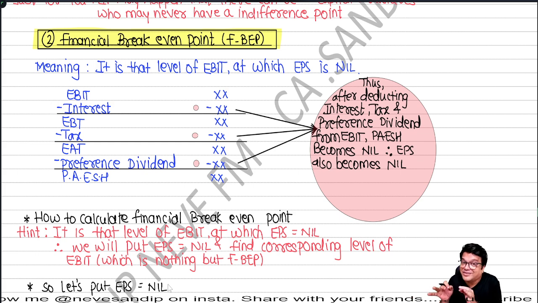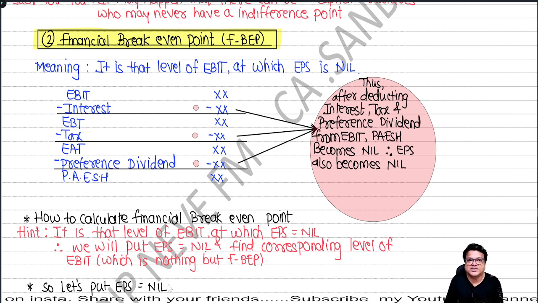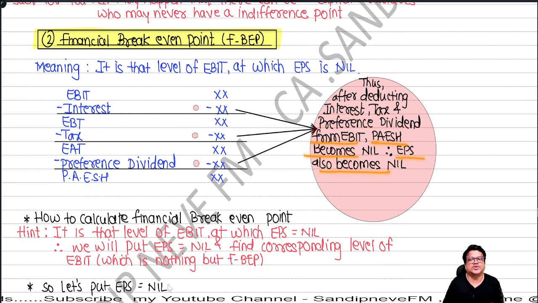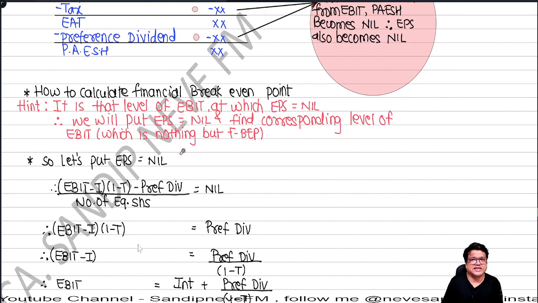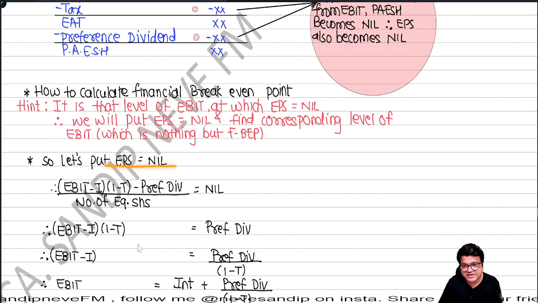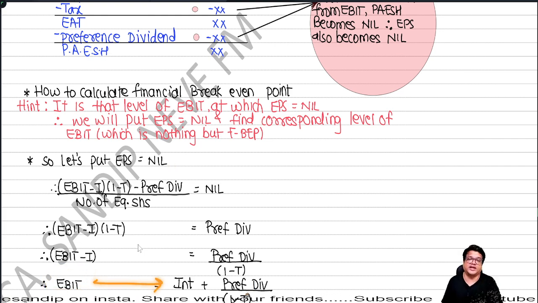So you have not earned anything, but you have not paid anything either. Nothing has gone out of your pockets. Thus, after deducting interest, tax, and preference dividend from EBIT, PAESH becomes nil, so EPS is also nil. To calculate the financial break-even point, it is that level of EBIT at which EPS is nil. So we put EPS as nil in the EPS formula and solve, and we get EBIT equals interest plus preference dividend divided by 1 minus tax.